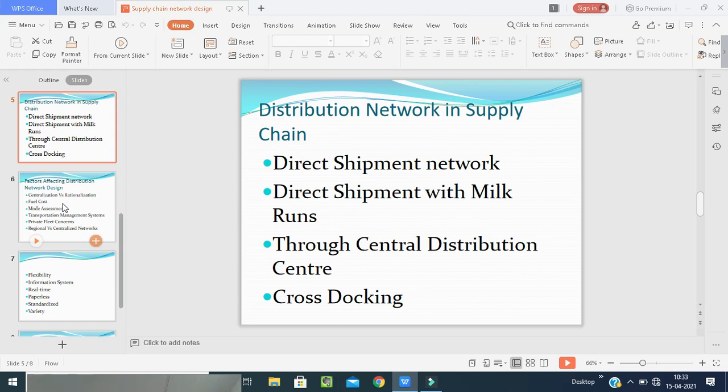This method also eliminates the number of intermediate warehouses. The method lowers the transportation cost. What is happening? The transportation cost also will be less. In this method also, the intermediate channels will not be there.